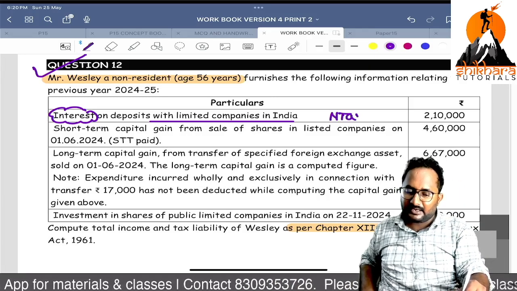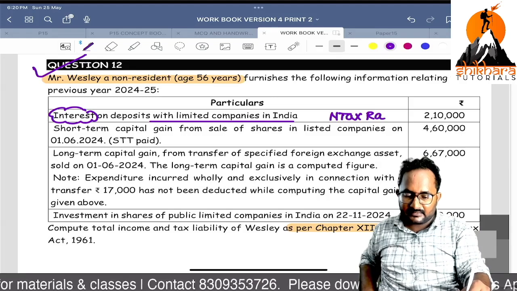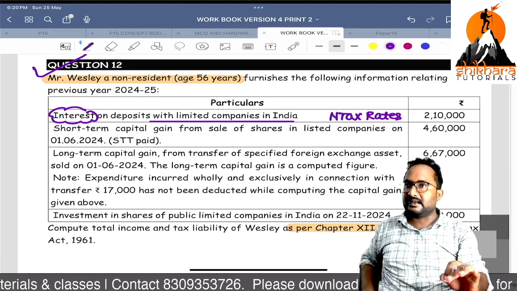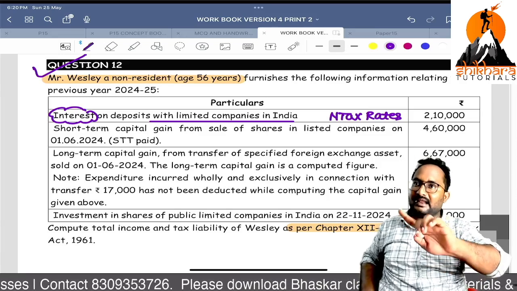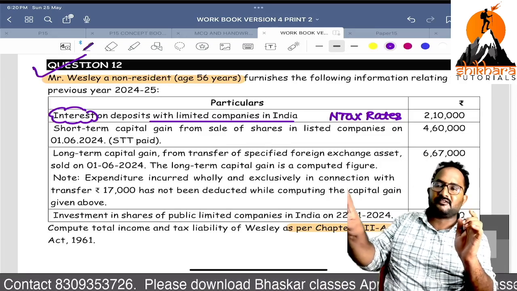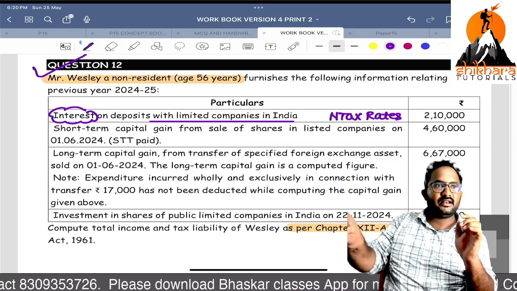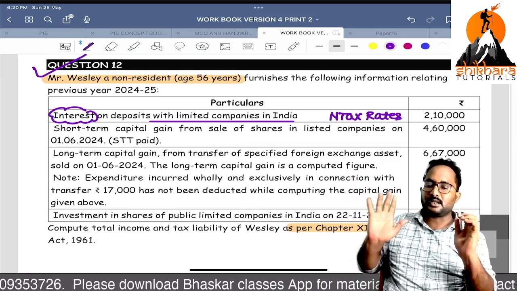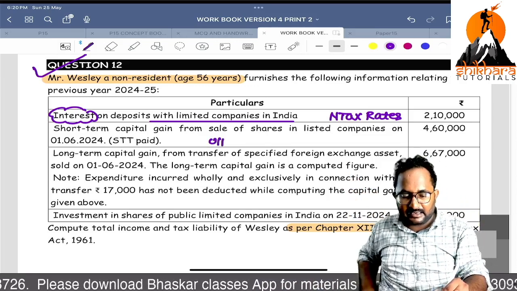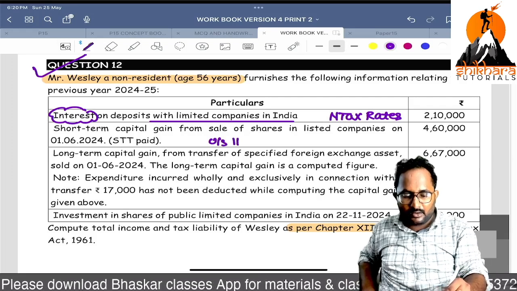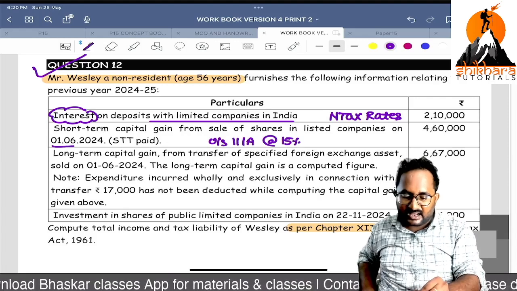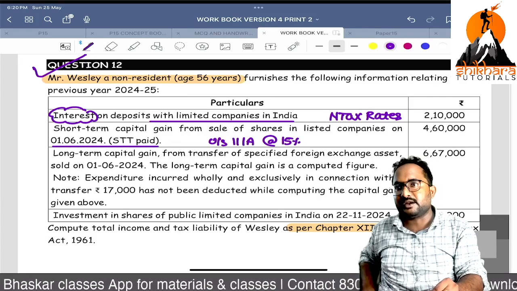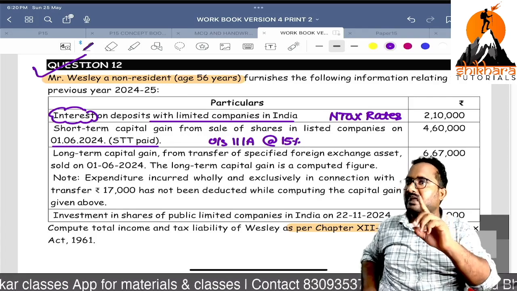It is taxable at what, ma? Normal tax rates. Now short term capital gain, it is not a special tax, sorry, it is not an NRI covered tax rate. Only NRI rates are given for two things: investment income and long term capital gain, not for short term capital gain. But it is a short term capital gain under section what, ma? 111A, taxing at the rate of what, ma? 15%, because transfer date before 23/7/2024.